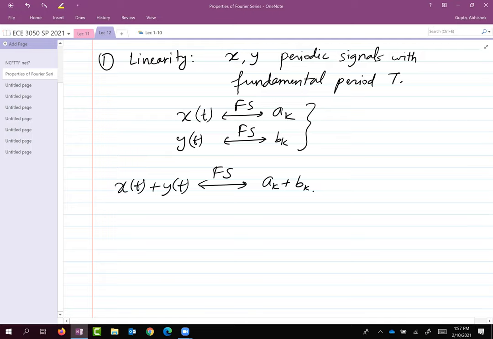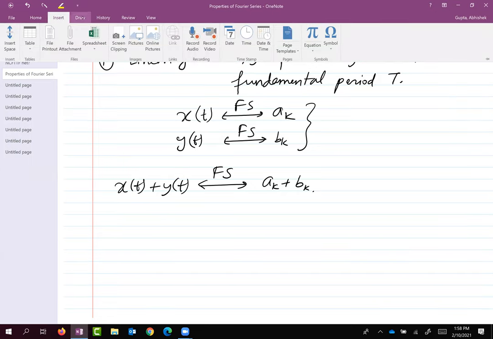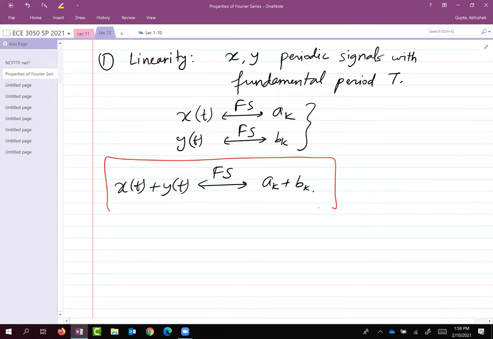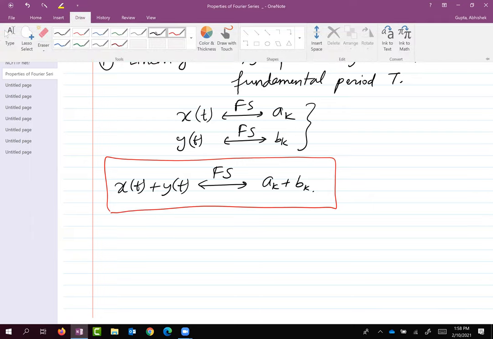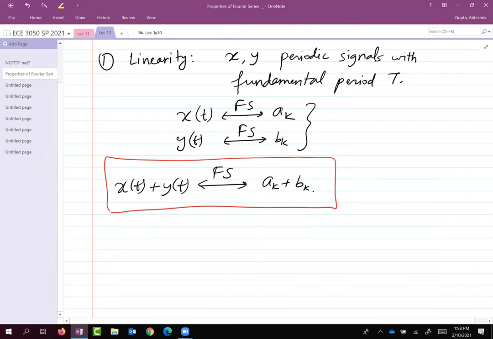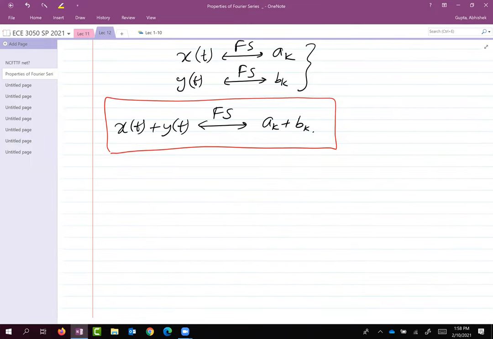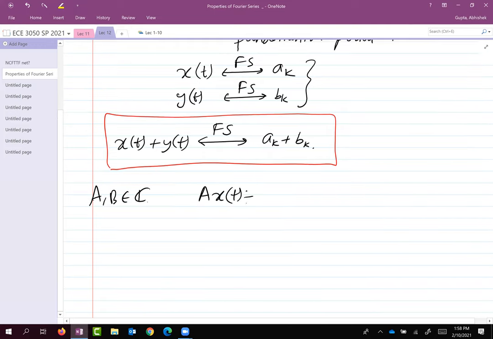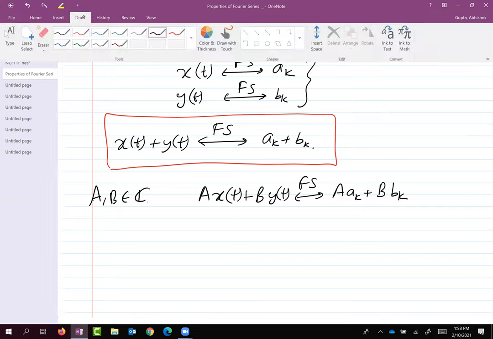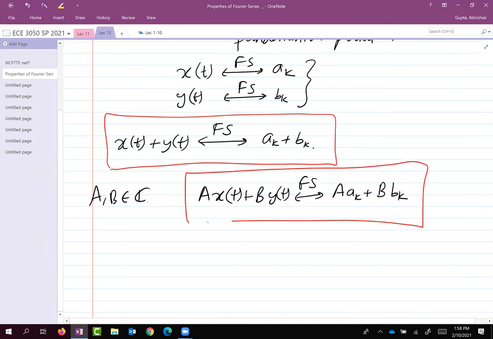So if you add the two periodic signals, their Fourier series coefficients, or the spectral coefficients, will just get added. In fact, if you have two complex numbers, A and B, and you take the Fourier series of A x(t) plus B y(t), then you will have to change the Fourier coefficients accordingly.